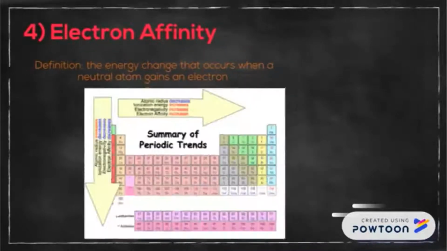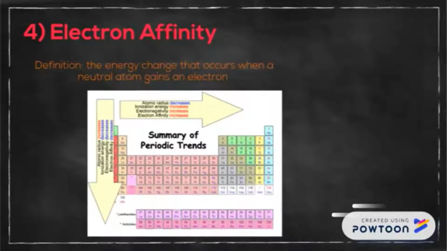Number 4. Electron affinity. Electron affinity is the energy change that occurs when a neutral atom gains an electron. Electron affinity increases from left to right because the nuclear charge increases, and it decreases from up to down because nuclear charge decreases.